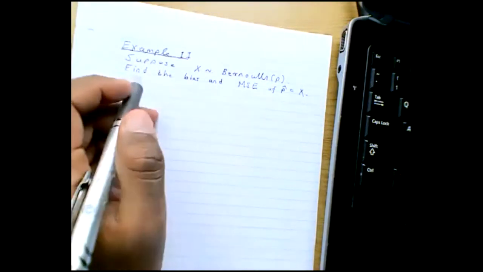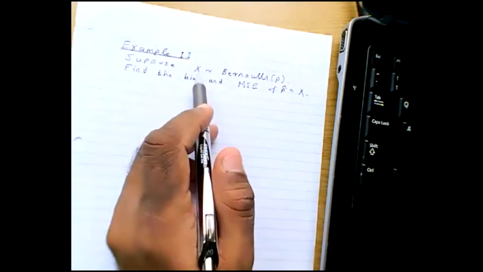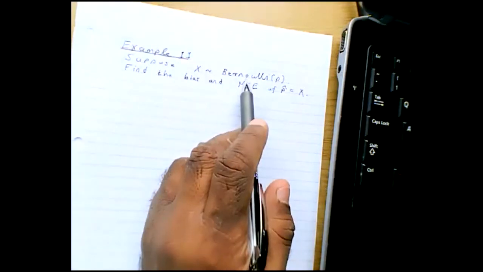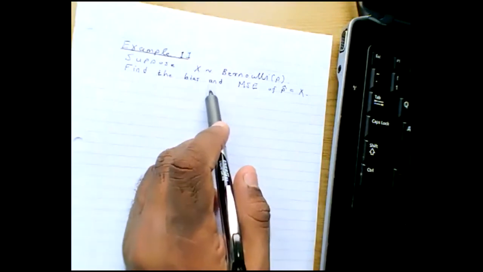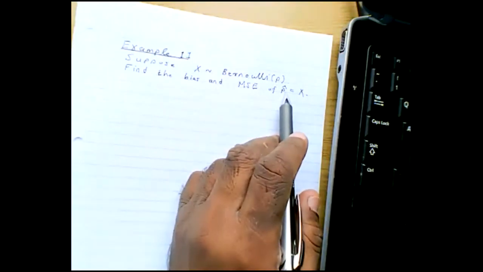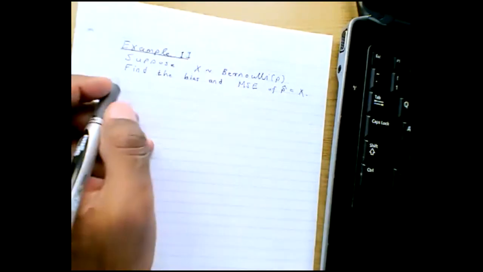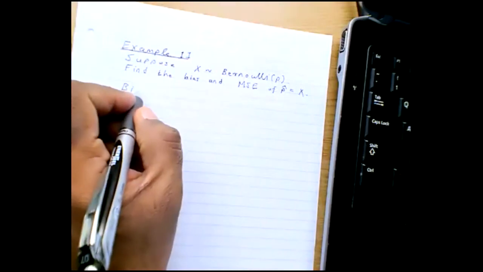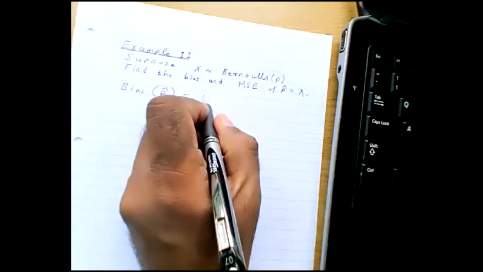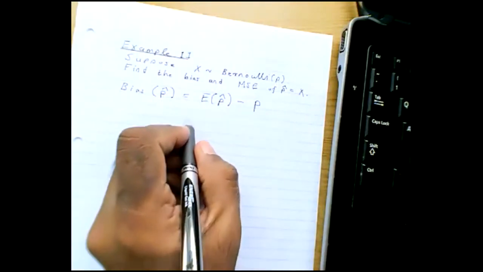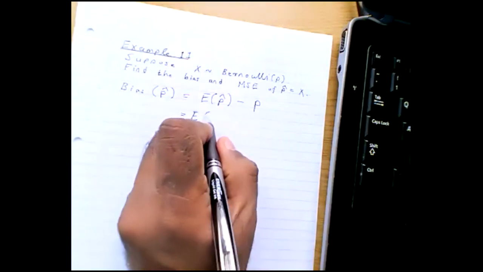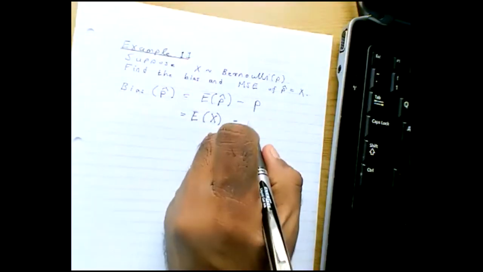This is example 11. So here you have a random variable X that follows the Bernoulli distribution with parameter p. And the question is to find the bias and the MSE of p hat, which is taken to be X. Now, the first thing you need to do is to find the bias, which is the expectation of p hat minus p, right? So this is the expectation of X minus p.